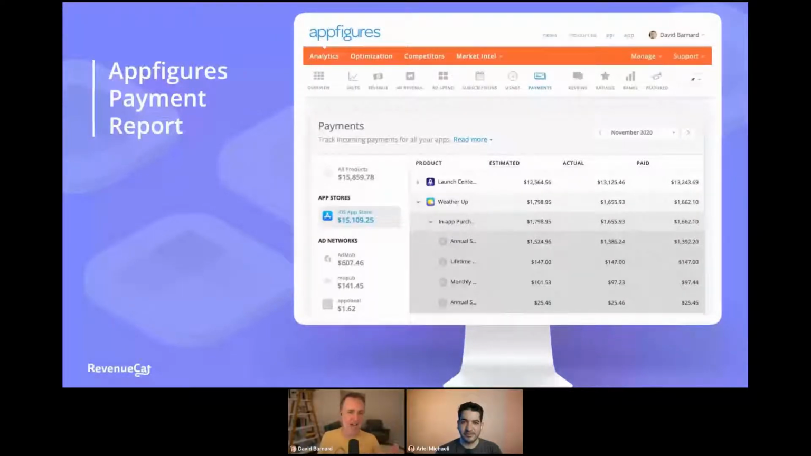And I've been using this report for payments in App Figures for probably a decade now. Wes, the minute Ariel added it to App Figures, I was using it and have used that as my source of truth for accounting. We're going to get something little to add to that.